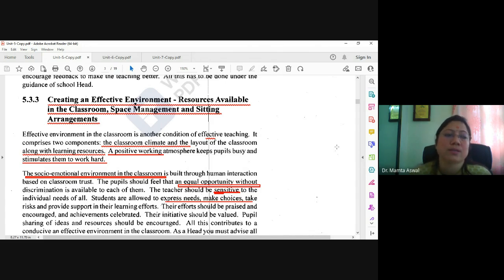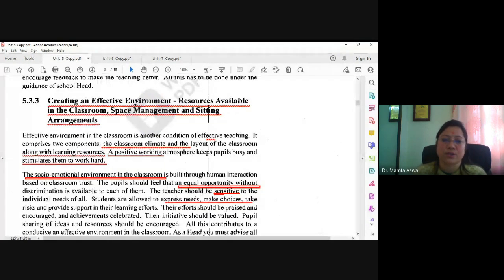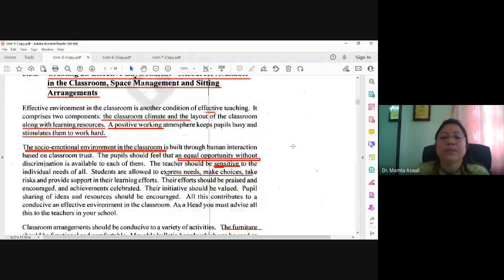Audio aids, if you are a language teacher, English or Arabic or any other language, if you are teaching in the classroom, you can make use of various audio aids. So these are the resources which you can utilize. We will be talking about these things in this section: classroom climate, learning resources, and how the efficiency of teaching learning could be improved through that.